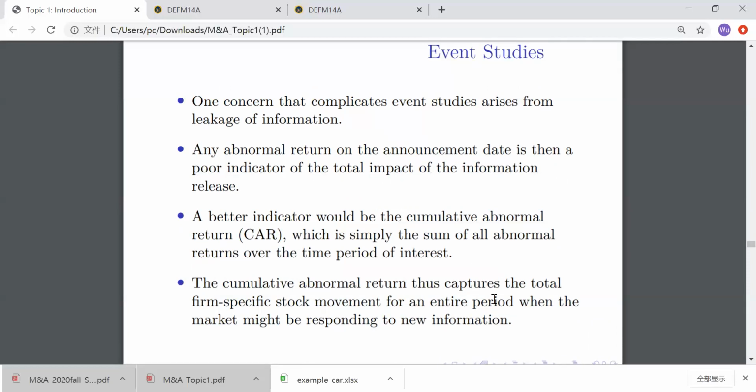For example, 3 months before the public announcement of the merger, there could be leakage of information, right? Maybe insiders or investment bankers already leaked information to the social media. So lots of investors already know it, right? So in that case, any abnormal return on the announcement date could be a poor indicator, right? For example, 1 day before the announcement, investors already know it, right?